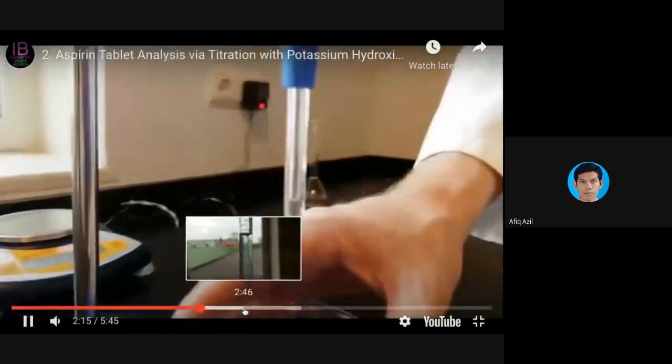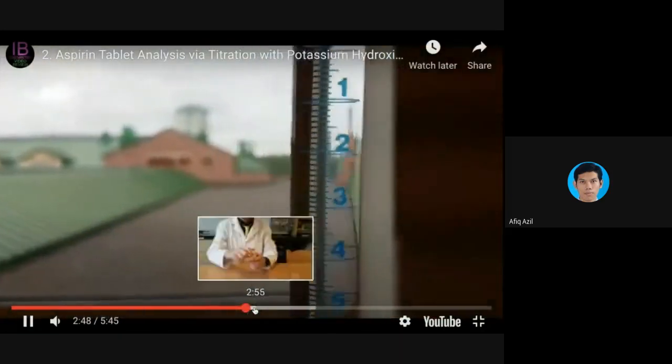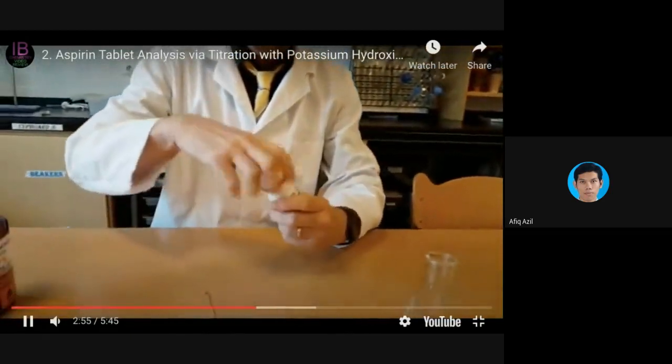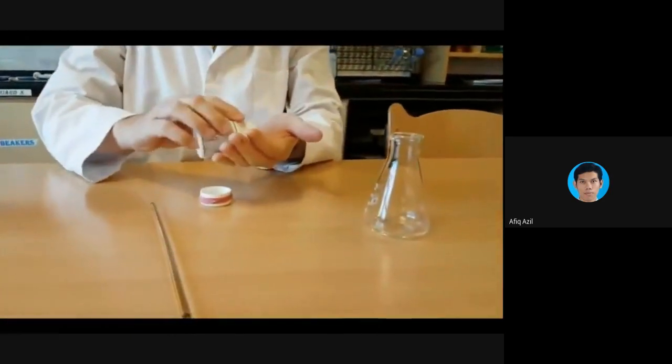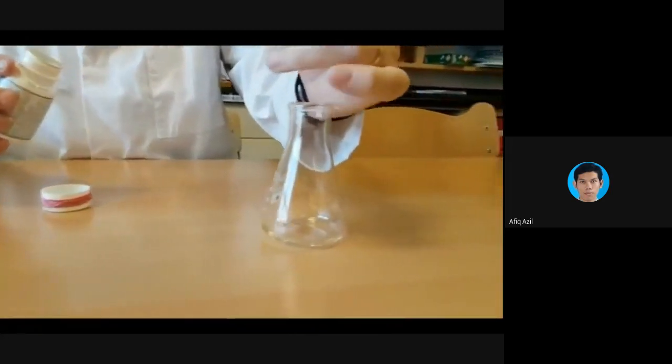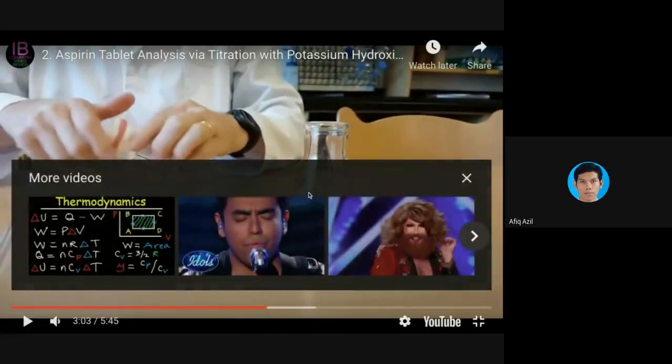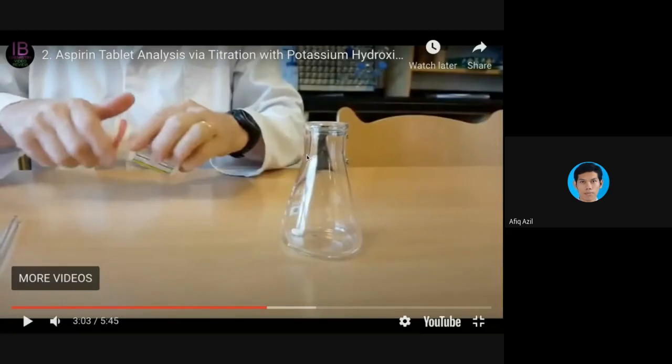I'm going to forward a bit until the sample preparation part. Okay, so that is the tablet. The difference between this one and what we are actually doing in the previous video is that he straight away takes one tablet and does the analysis.